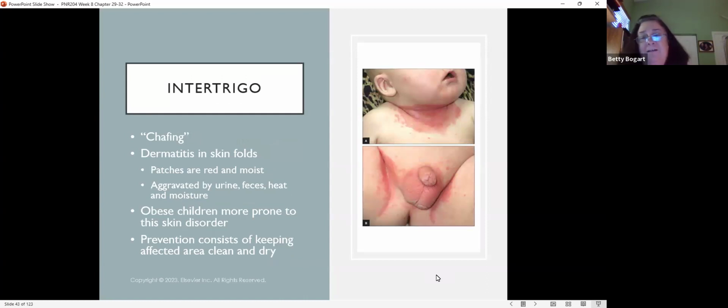Intertrigo, chafing. I mean, I think as a woman, a large woman, I always chafe between my legs, right? Underneath the dress. Well, where do children chafe? Again, number one, it's that neck, that no neck syndrome. And then their pudgy legs, and it's always rubbing and chafing. It's that dermatitis. We know an overweight or larger sized child is going to be more prone than one that is not. The goal is to try to keep it clean and dry.